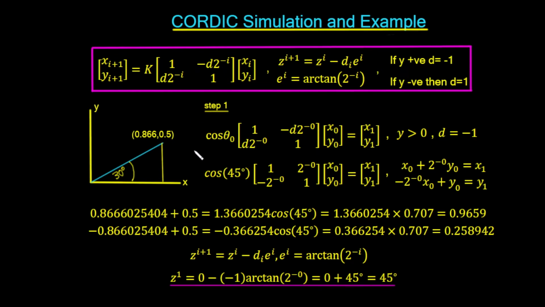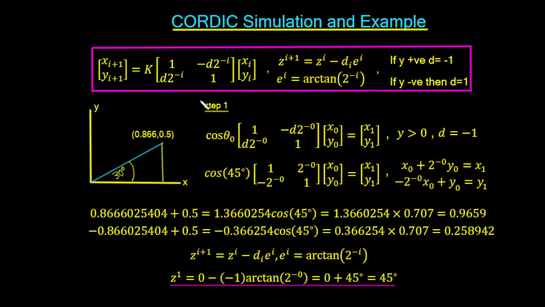We're going to be using this diagram here, and we want to try and find the unknown angle, which is this angle here. Obviously when we're working through this example we know that the actual angle is 30 degrees. But you have to imagine for the moment that you don't know what that angle is. And all we have is this point here, which is the 0.866, 0.5. So we've got this point here and we want to find this angle theta.